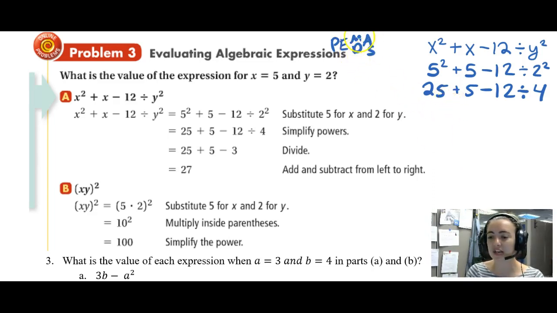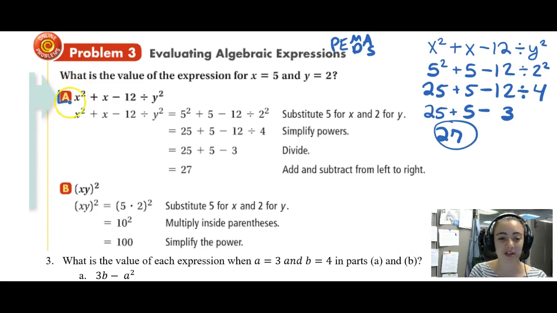Next, I'm going to look for multiplication and division left to right. As I go across, I see 12 divided by 4. 12 divided by 4 is 3. So I'll write down everything else and substitute in 3 for 12 divided by 4. I don't see any more multiplication or division, so I go to addition and subtraction. 25 plus 5 is 30, minus 3 is 27. So that's our final answer for part A.